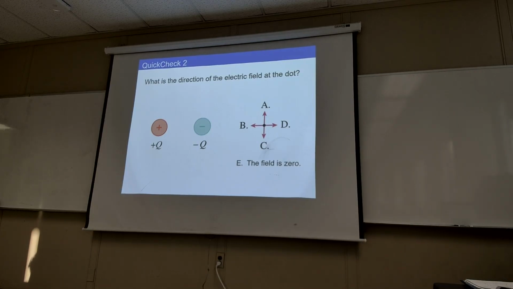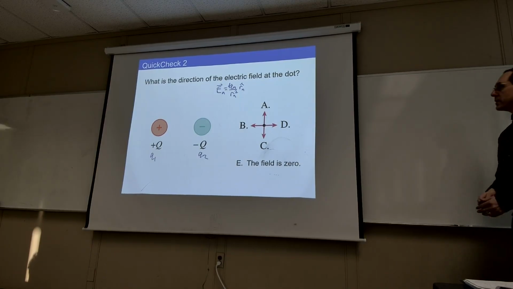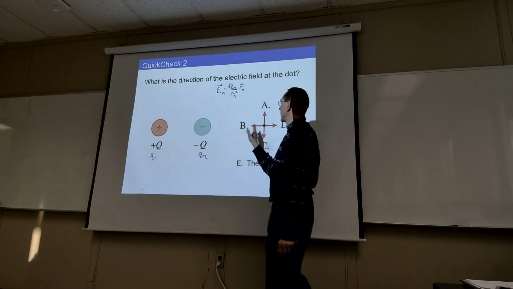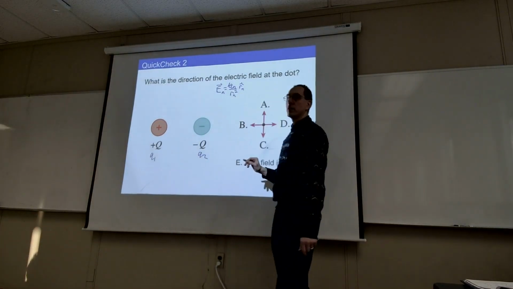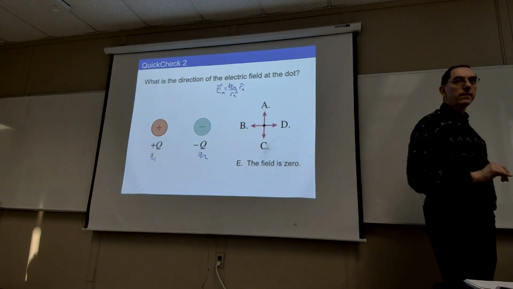So in this case, as before, E is going to be equal to kq over r_n squared times r_n hat. And again, we can call this q1 and call this q2. All right, let's go through this now. What is the electric field at this dot due to the positive charge alone? Please point in that direction.